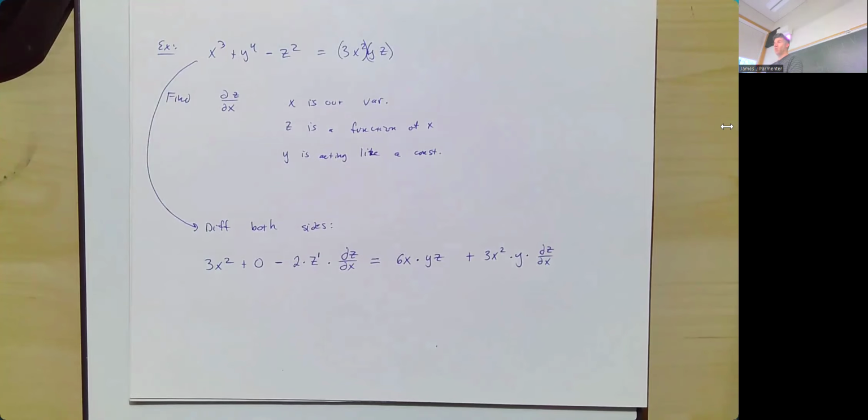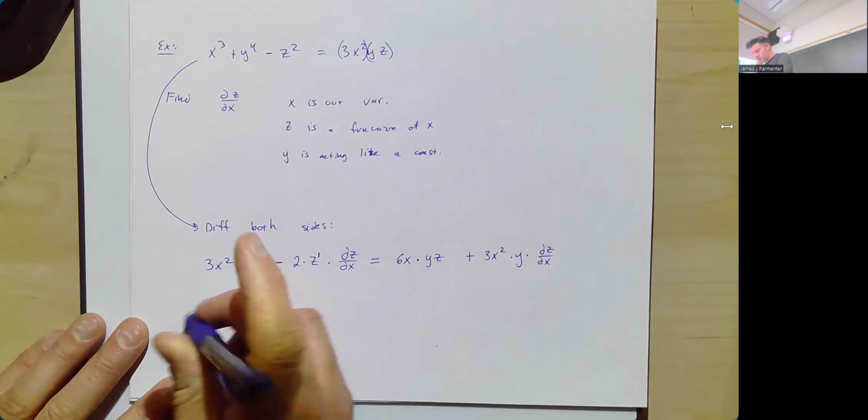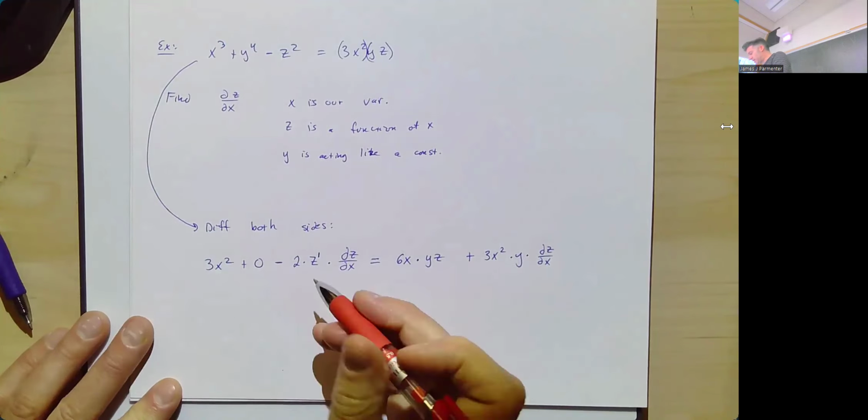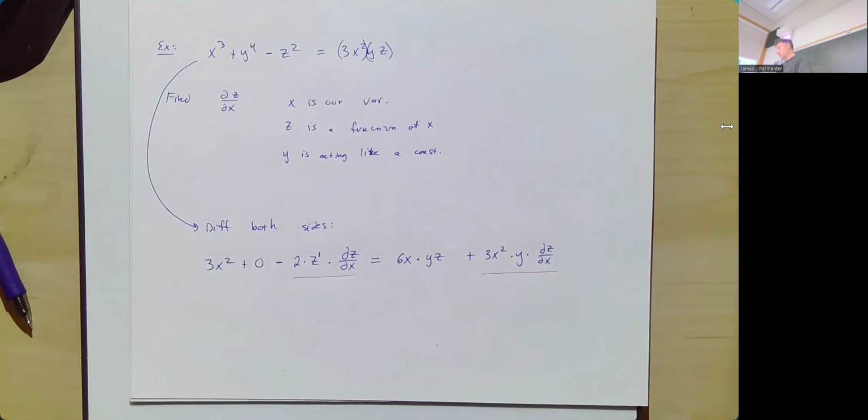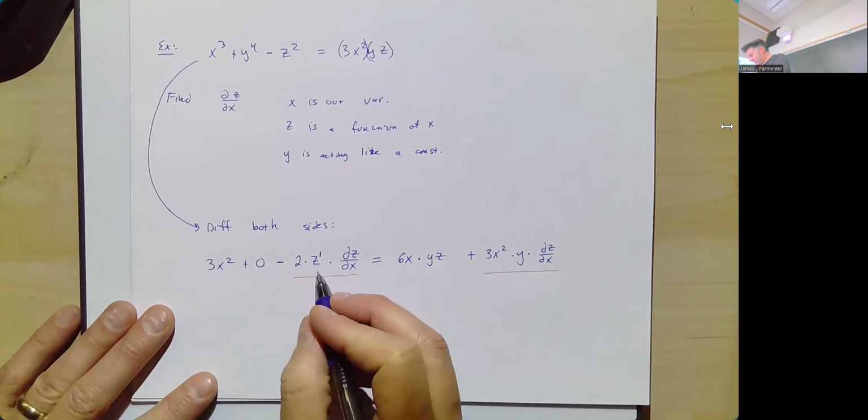And now we've done all the work of differentiating. The rest is just using algebra to solve for del z del x. I see this term here that has a del z del x and this term here that has a del z del x. Normally, I would choose to bring all the del z del x's to the left just because that feels natural. But here I'm going to make the choice to bring them all to the right because it's going to keep everything positive. It doesn't really matter. I just like to make the choice where things stay positive if possible. So I'm going to bring all of my del z del x's to the right.